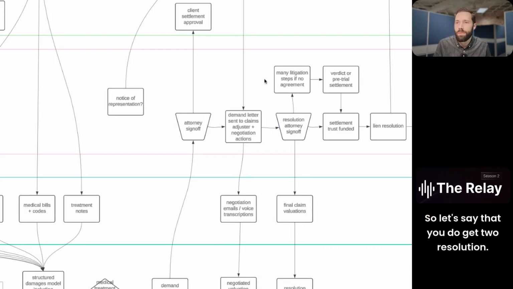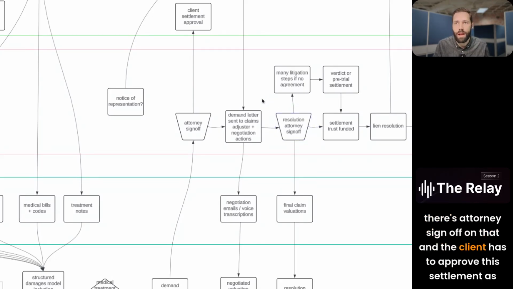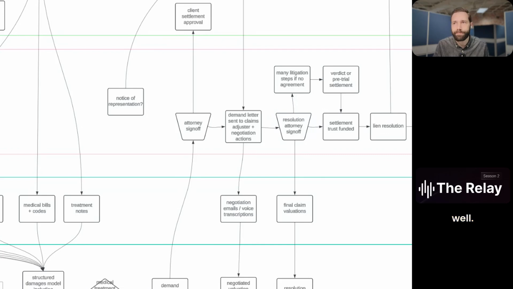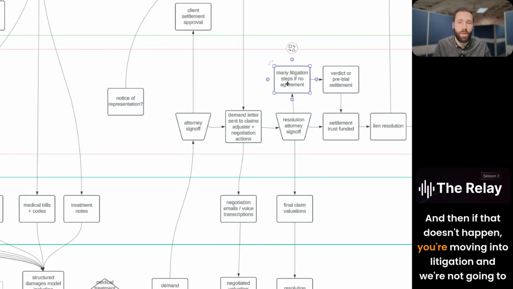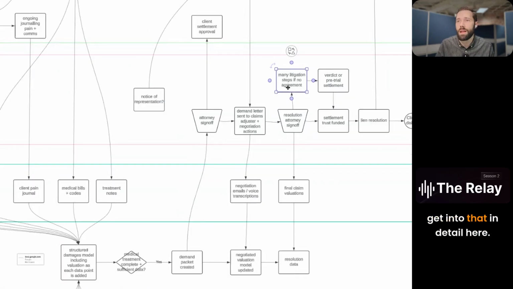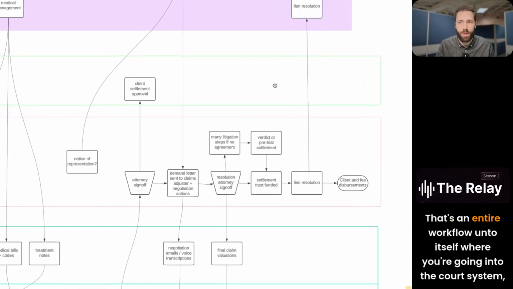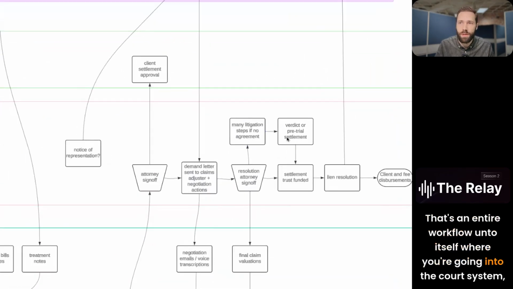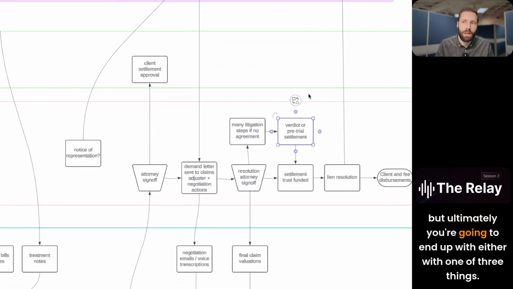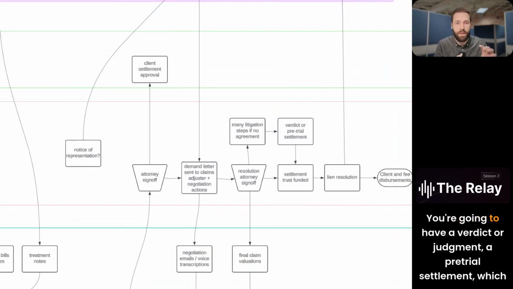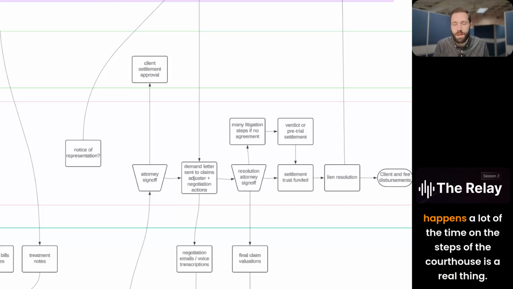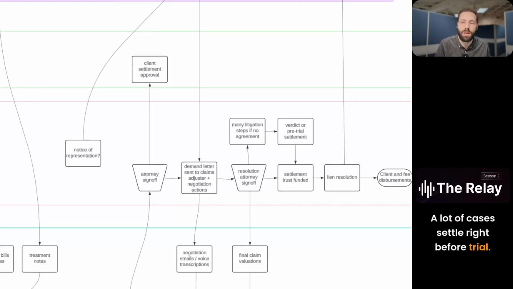So let's say that you do get to resolution, there's attorney sign off on that, and the client has to approve the settlement as well. And then if that doesn't happen, you're moving into litigation, and we're not going to get into that in detail here. That's an entire workflow unto itself where you're going into the court system, but ultimately you're going to end up with one of three things. You're going to have a jury verdict or judgment, a pretrial settlement, which happens a lot of the time when the steps of the courthouse is a real thing. A lot of cases settle right before trial, or there's a loss and nothing comes out of it.